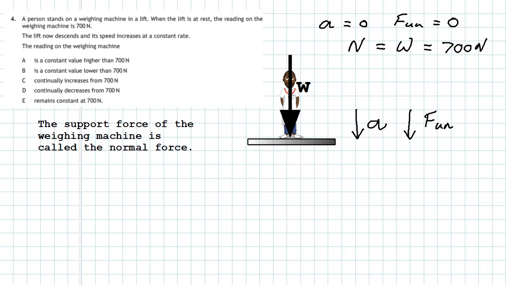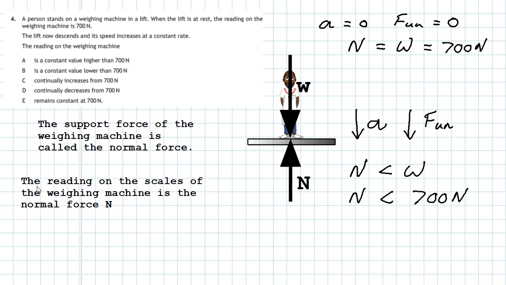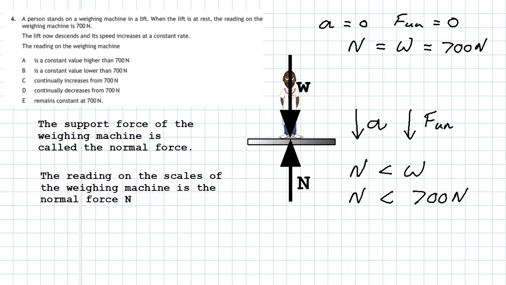So we have to replace the normal force with a smaller normal force, as you can see there. So now the situation is that the normal force, to cause this acceleration downwards, must be less than the weight of the person. So the normal force must be less than 700 newtons. Now the normal force gives you the reading on the scale. The reading on the scales of the weighing machine is in fact the normal force itself. That's really what the weighing scale is reading.